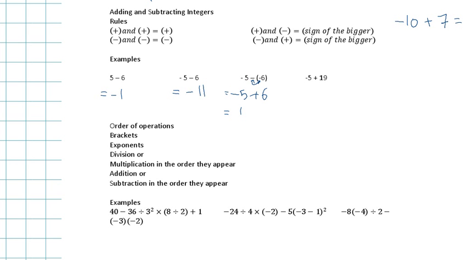Why is it positive 14? 19 is a bigger number. Right? 19 is a bigger number and it has that positive in front of it. Right? So your answer is going to still be positive. Okay? Always the bigger number wins.